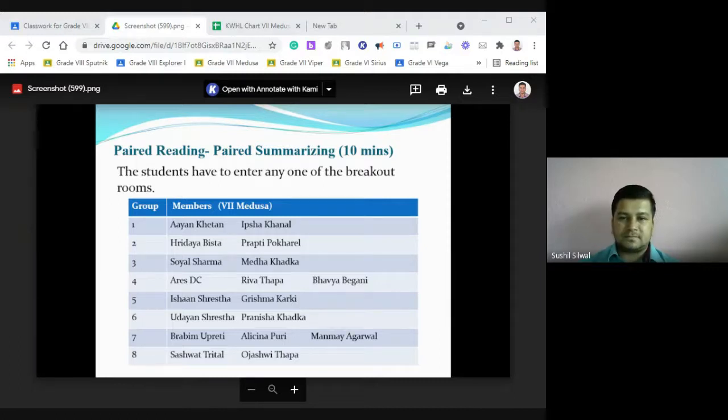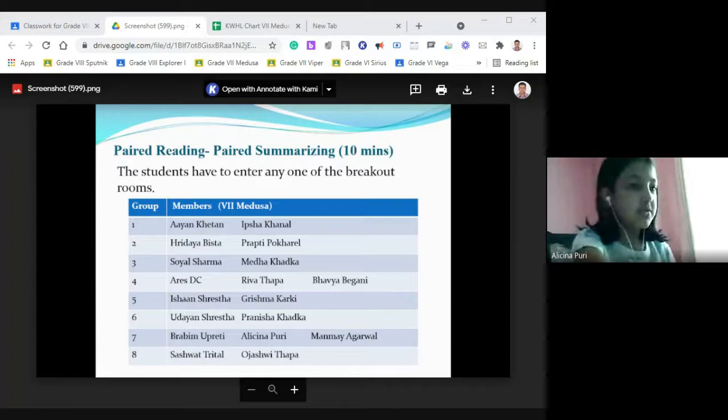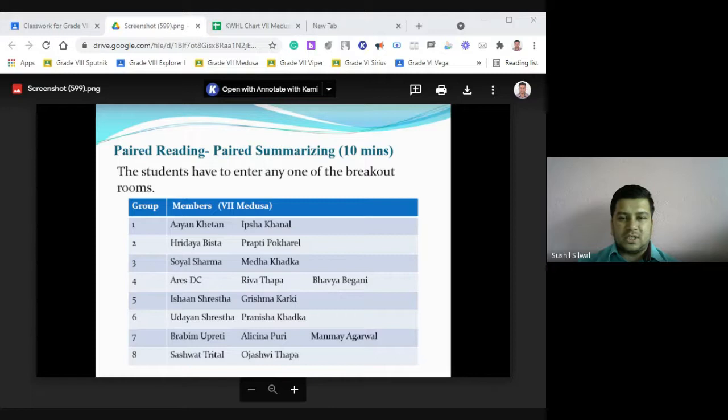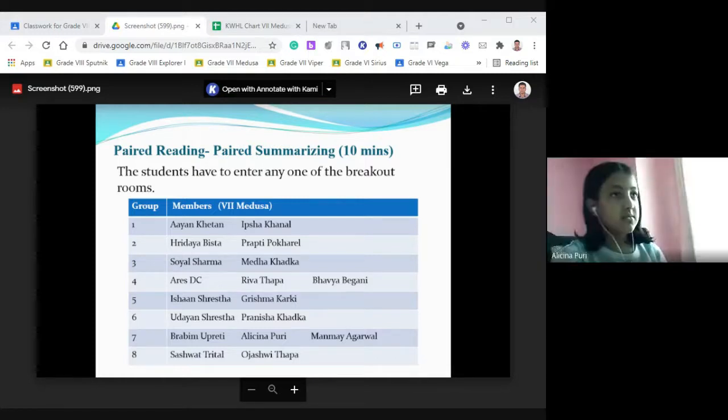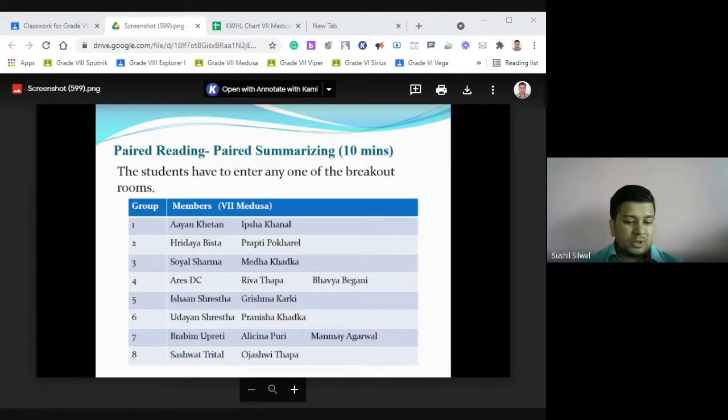Yes, Elisina? Sir, what are we supposed to do? Can you see the KWHL chart? Group A will find out information relating to the concept of training. Group B will find out information relating to the relationship between occupation and training. And group C will find out the importance of training in occupation. You are supposed to find the information based on what your friends have written. What do they want to know? Can you repeat what group A will do?